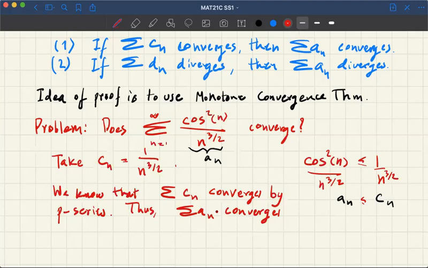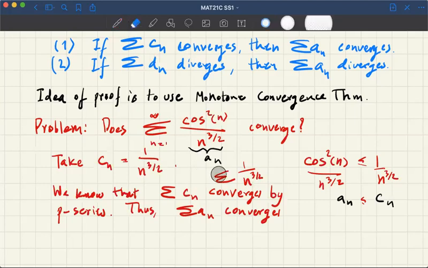Kind of confused. Is it the P series thing? Which one converges? You said CN converges, right? Yeah, it converges because what is this sum here? 3/2. That's a P series, right? Yeah. What is P here? 3/2. It's greater than 1, right? Okay, got it. Remember that if P is greater than 1, then it converges.